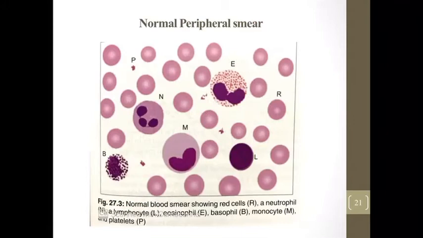So this is the normal peripheral smear. You can see the RBCs are normal in size, well stained, evenly stained with only one-third central pallor. All the cells are normal: neutrophil, basophil, monocyte, lymphocyte, eosinophils, and you can see the platelet.